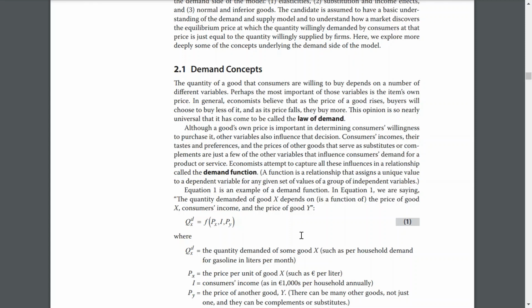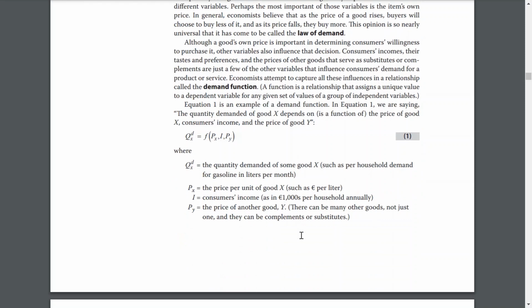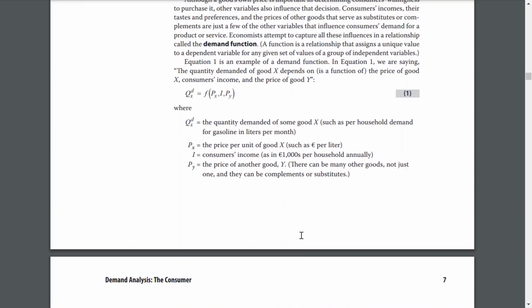Equation 1 is an example of a demand function. In equation 1, we are saying the quantity demanded for good X is a function of the price of good X, the consumer's income, and the price of good Y. So quantity demanded of some good X is equal to a function of the price of the good, the consumer's income, and the price of another good. So these are the three factors that we consider in the law of demand.